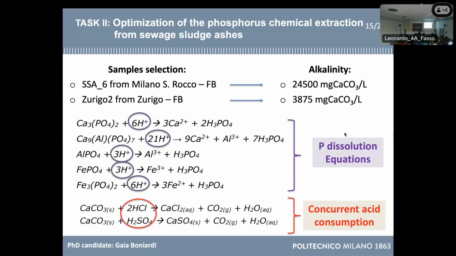Concurrent to the phosphorus dissolution, we have other acid consumption. For instance, if we have a high amount of calcium carbonate in the ash, these will consume acid, as you can see in these equations. So this means that if we want to extract phosphorus from ash which has a high content of calcium carbonate, we need to provide more H+, which means more acid, higher acid consumption.